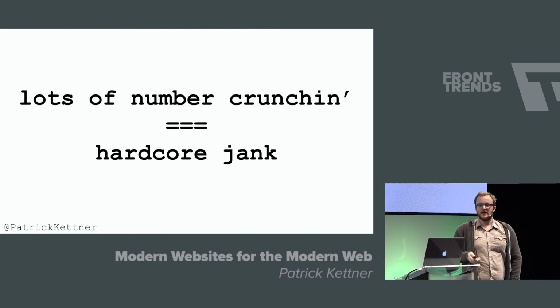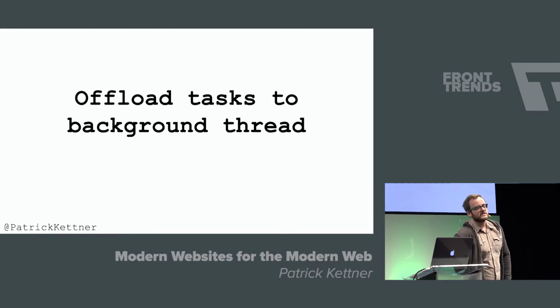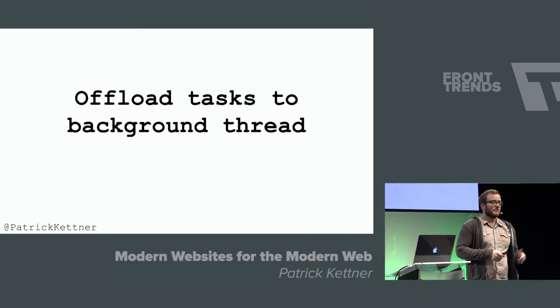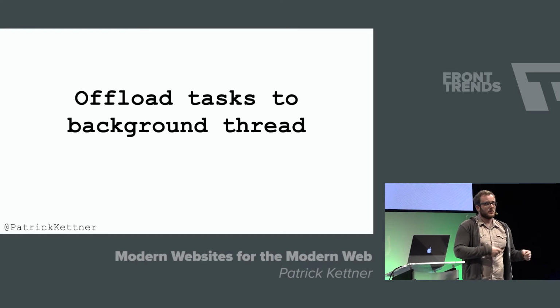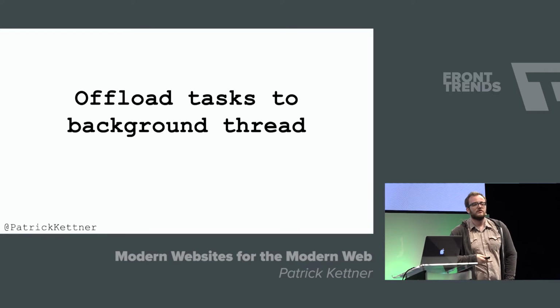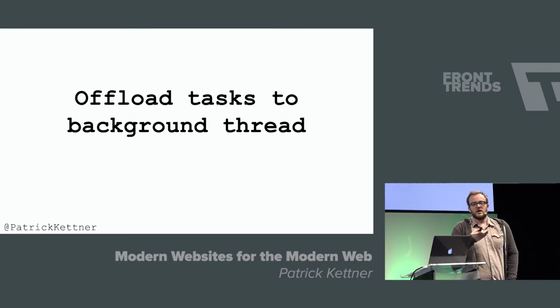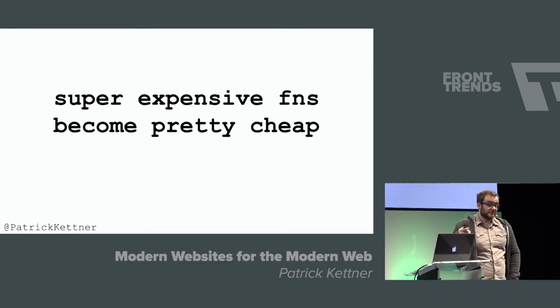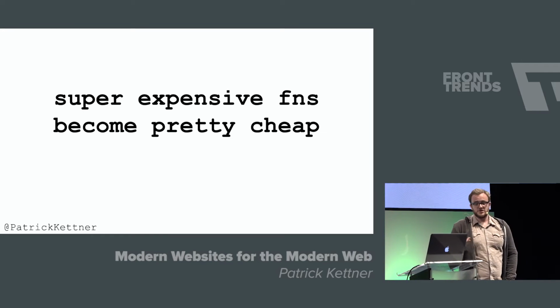crappy really, really quickly. So web workers give us the ability to offload all of our tasks into a background thread. We're basically not given access to the DOM, but we're given access to another thread to execute all of our code in. So we can get that same buttery smooth performance on the front end and still be able to do really intensive operations. Super expensive functions become super cheap.